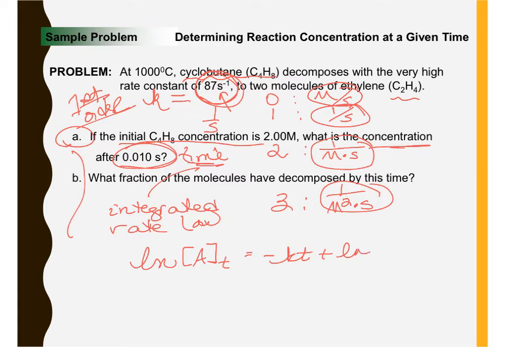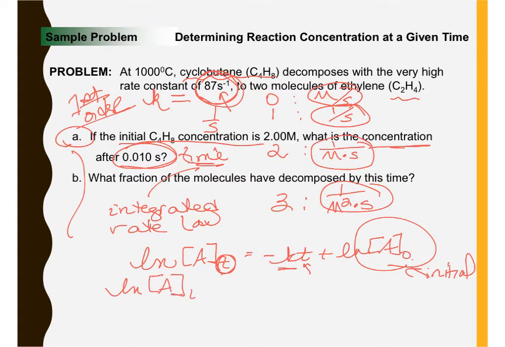All right, so it's important to know what the symbols are. This is natural log of concentration A at any particular time you're looking. K, of course, is the rate constant. T is time. And A sub naught, this is the initial concentration of A. All right, so let's plug in everything we know. We are supposed to solve for the concentration of A at time t. So that's what we're solving for.